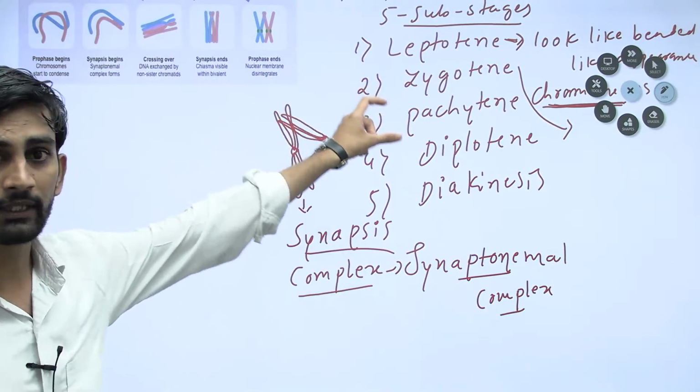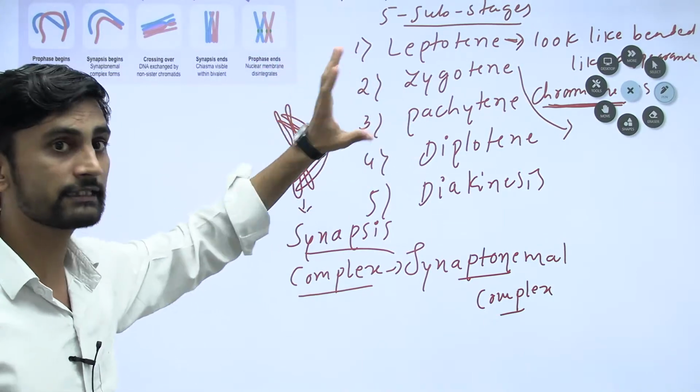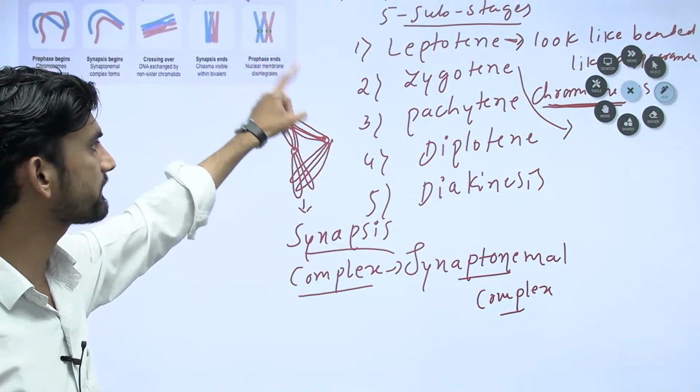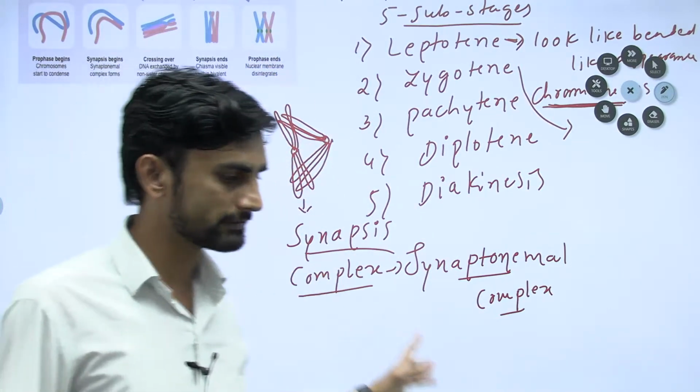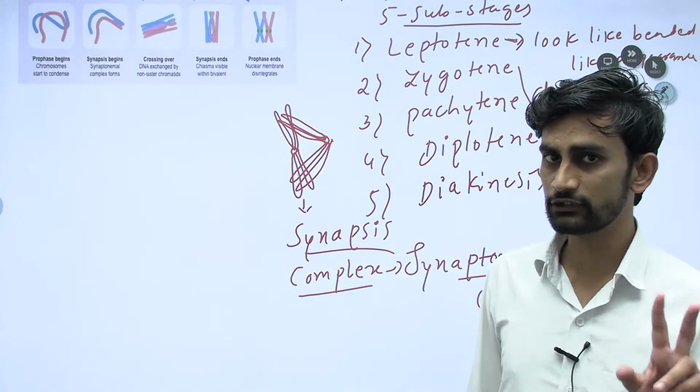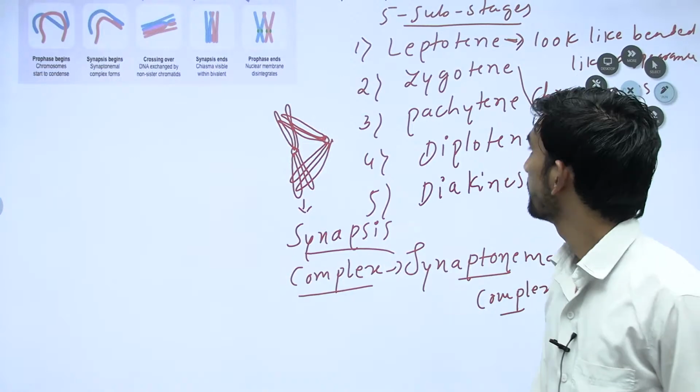First, chromomeres get formed in the leptotene. Still chromosomes are thin and thread-like, with a beaded appearance. Then followed by zygotene. Zygotene involves synapsis and formation of the synaptonemal complex. So these two events take place in this particular phase.